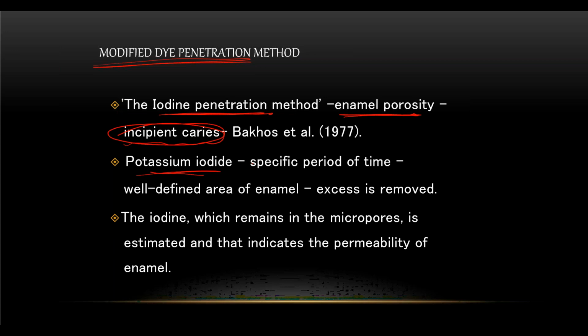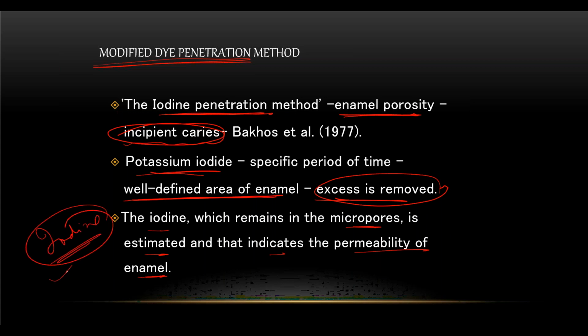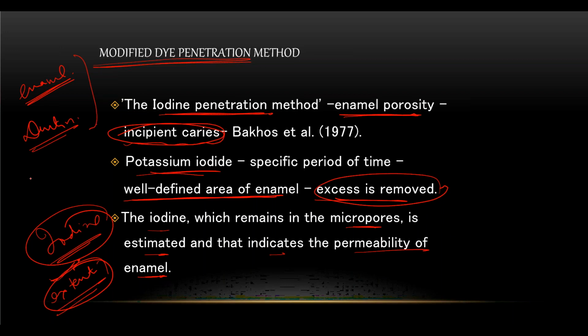Potassium iodide is applied for a specific period of time and it is able to give you a well-defined area of the enamel. Whatever excess is removed, the iodine which remains in the micropores is estimated and that indicates the permeability of the enamel. So the iodine uptake by the pores of the enamel is calculated and the extent of the caries is calculated as a result. So we have enamel caries, we have dentine caries, and then we have some modified methods of dye penetration which involves your potassium iodide.